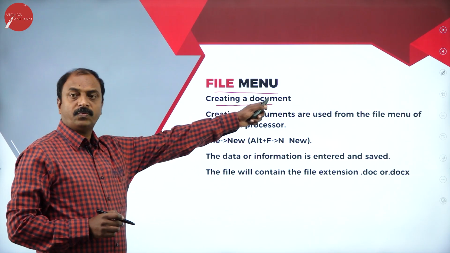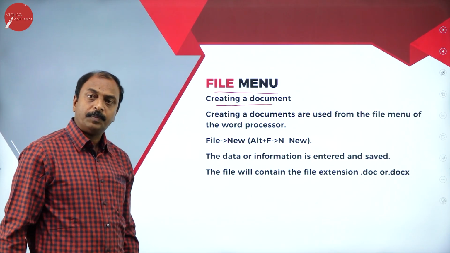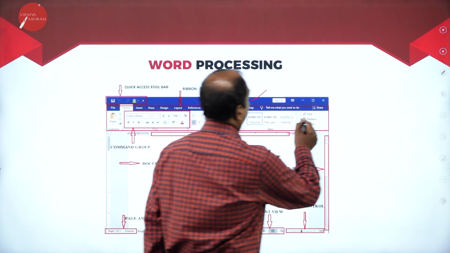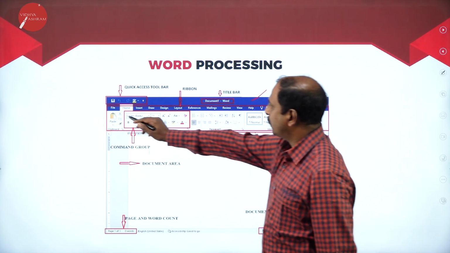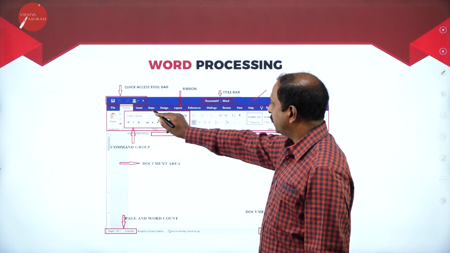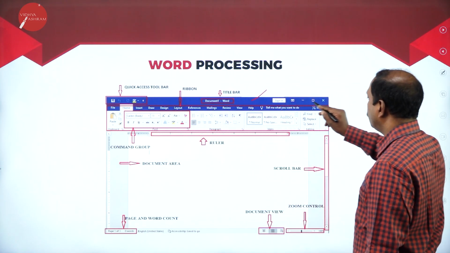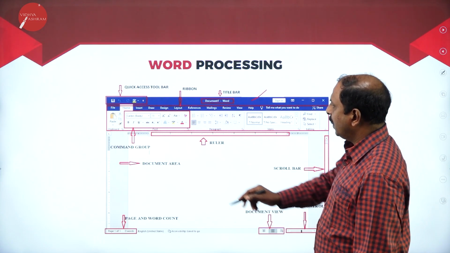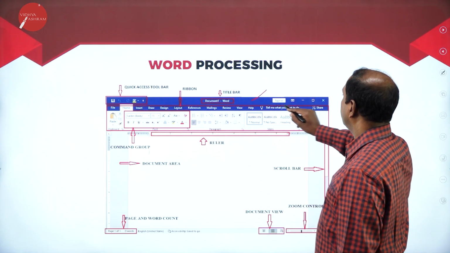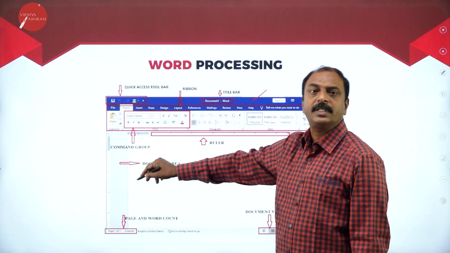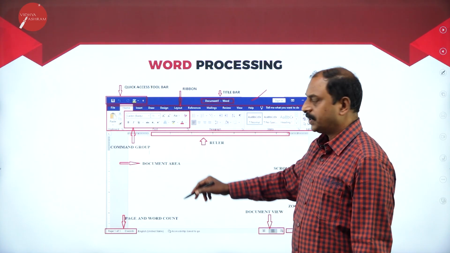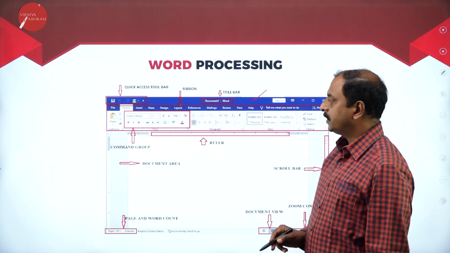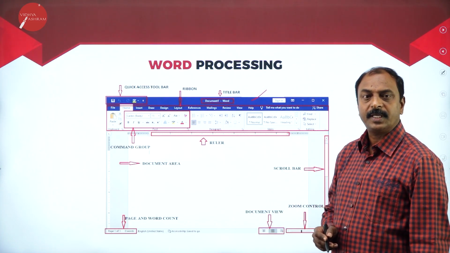In the file menu, we have different options. As we have seen here, this is called the menu bar. What you can see here, file, home, insert, draw, design, all these are different menus. So it is possible for us to work either menu-wise, by selecting different options under different menus, or directly with the command group here. This is an advantage of the MS Word application.